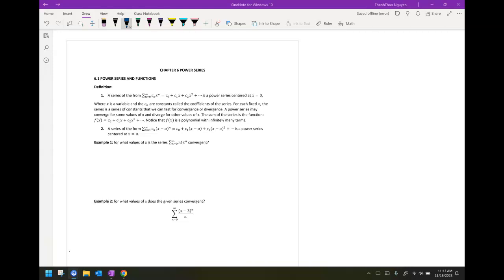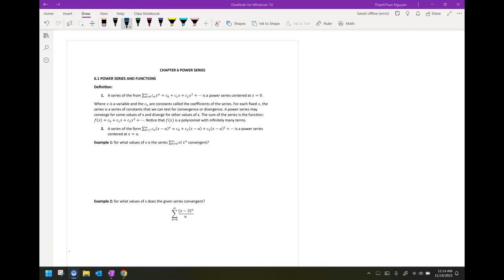For each fixed x value, the series is a series of constants that we can test for convergence or divergence. A power series may converge for some values of x and diverge for other values of x. The sum of the series is the function f of x equals c sub 0 plus c sub 1 times x plus c sub 2 times x squared. Note that here f of x is a polynomial with infinitely many terms.